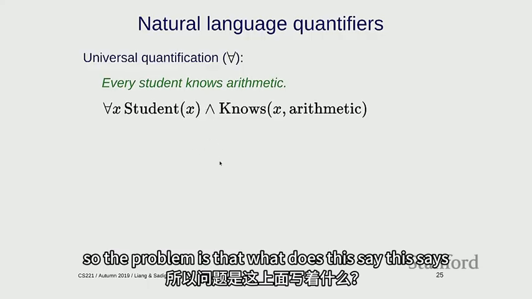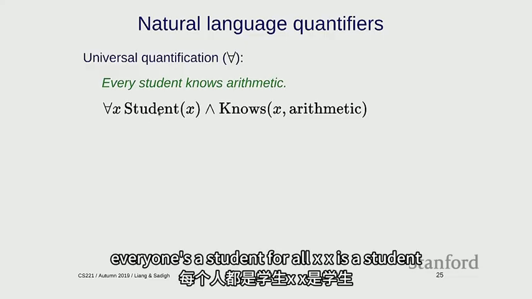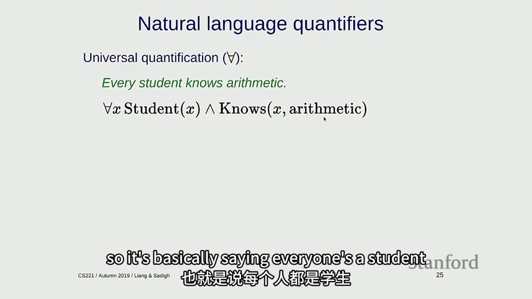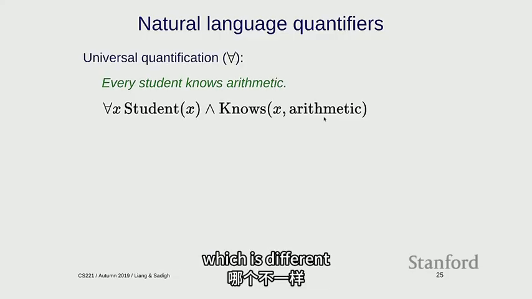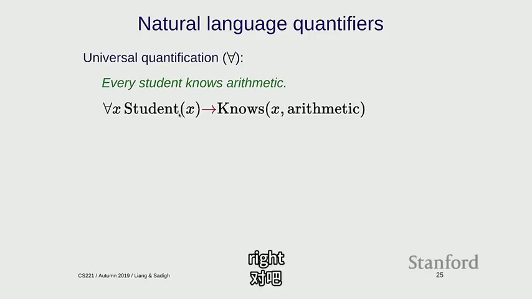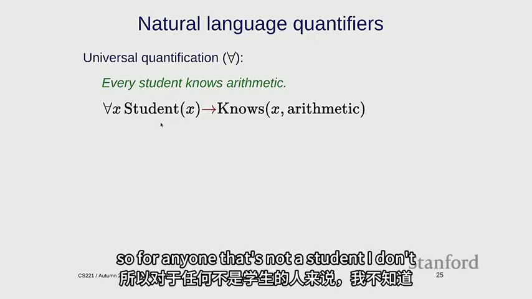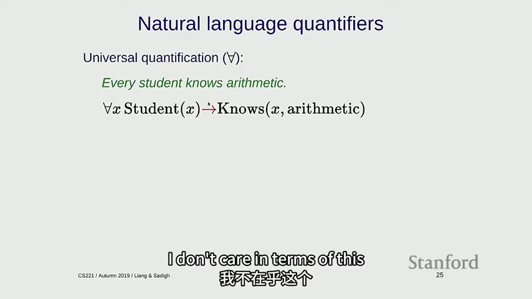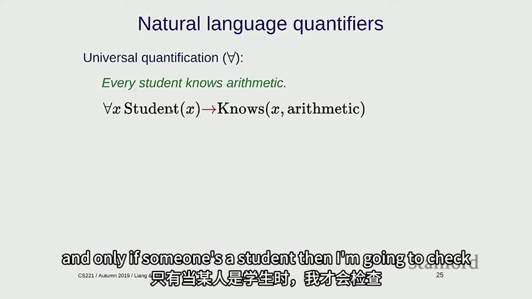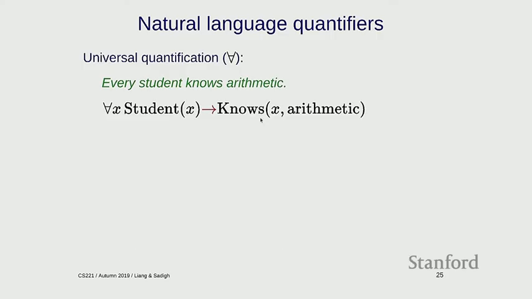Yeah. So the problem is, what does this say? This says everyone's a student. For all x, x is a student. And for all x, x knows arithmetic. So it's basically saying everyone's a student and everyone knows arithmetic, which is different. So what it really should be is implication. For anyone that's not a student, I don't care in terms of assessing the validity of this formula. Only if someone's a student, then I'm going to check whether that student knows arithmetic.